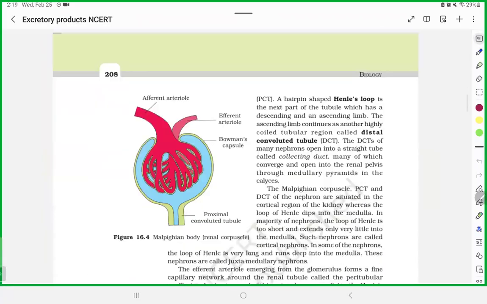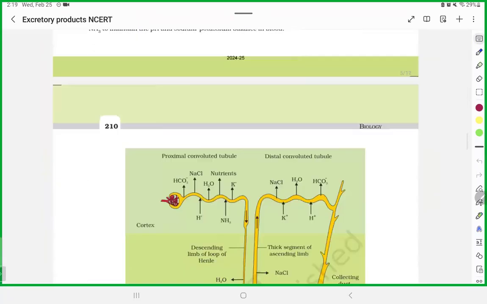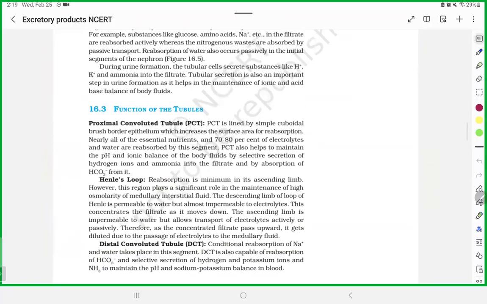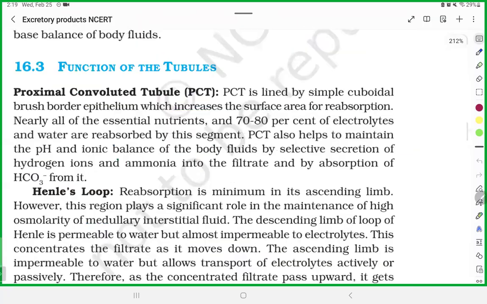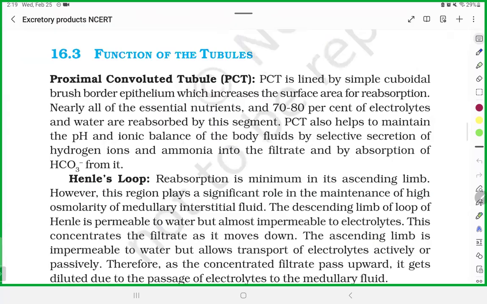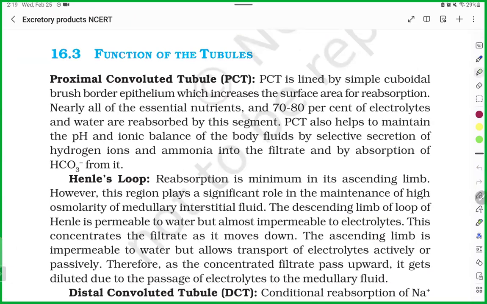If you see the diagram given here, then we'll read about the function of the tubule. We know there are PCT, loop of Henle, DCT, and collecting duct. First is PCT. PCT's main function is reabsorption.